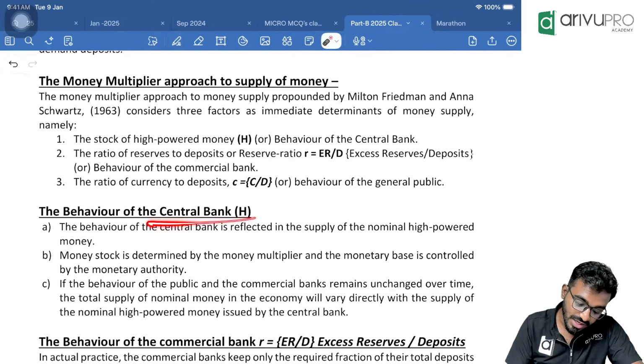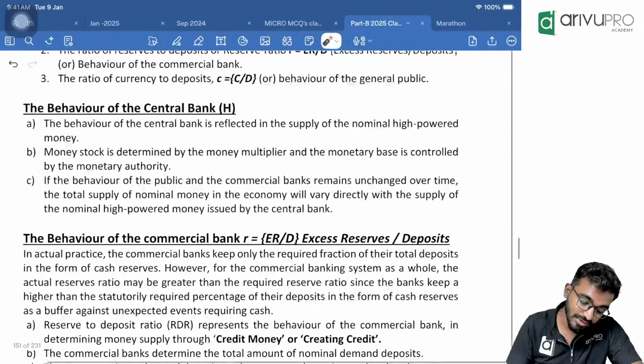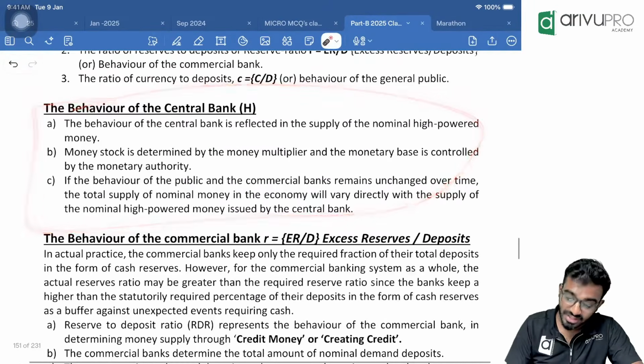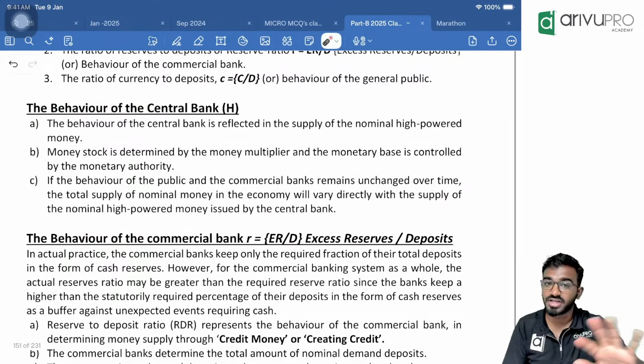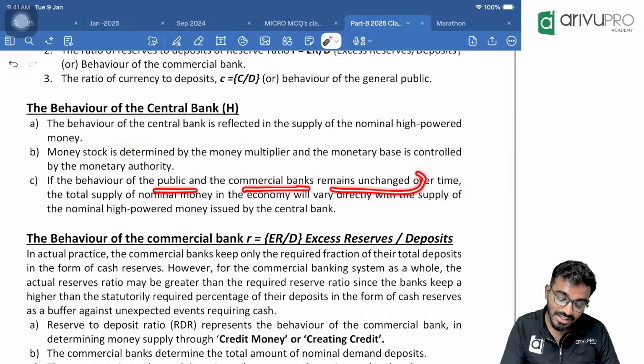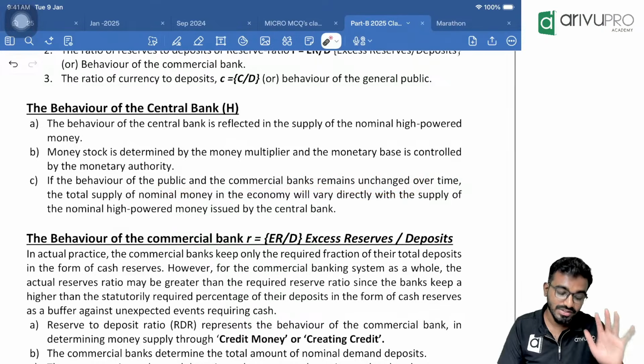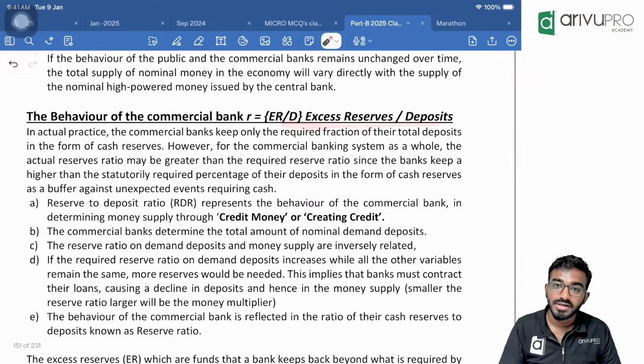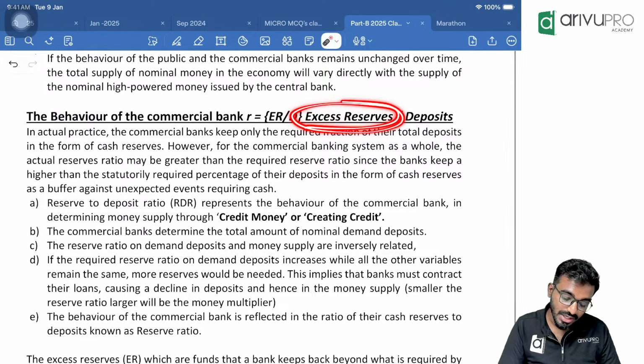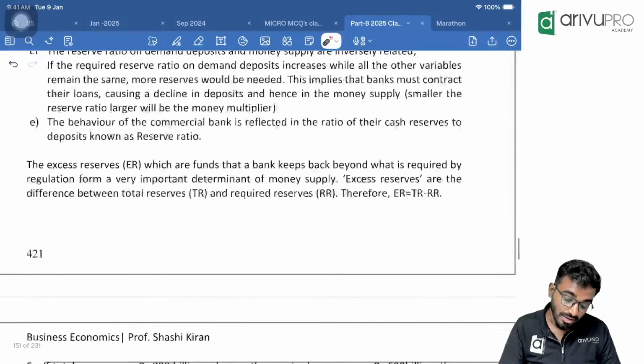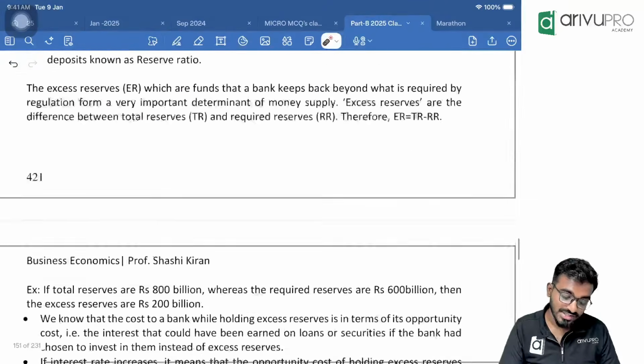The very first one, behavior of central bank. We believe that central bank will print more currency and circulate. At that point of time, commercial bank behavior and general public behavior are assumed to remain unchanged. Their behaviors will not change. Next, behavior of a commercial bank. We believe that they will not keep any kind of excess reserves, and central bank will always support a commercial bank.